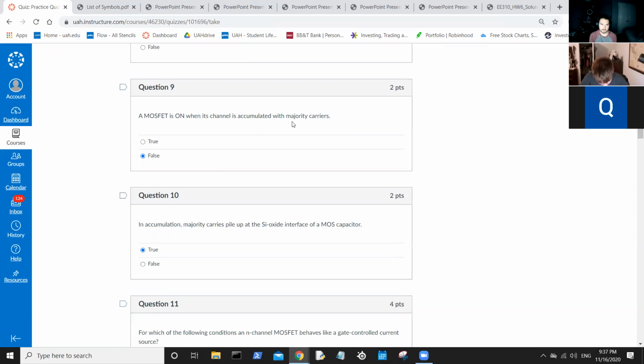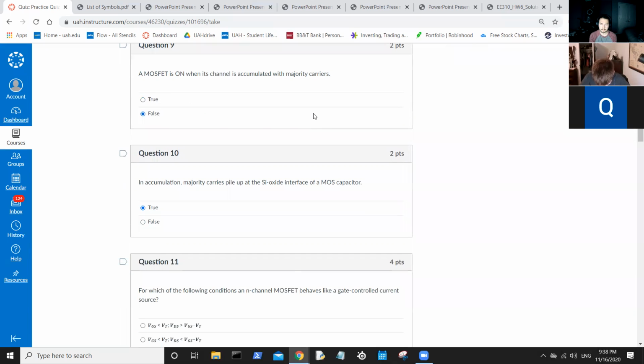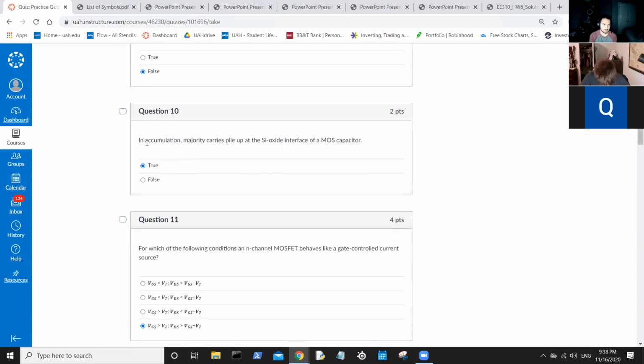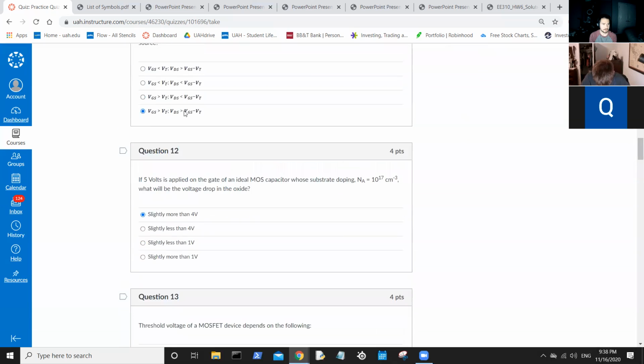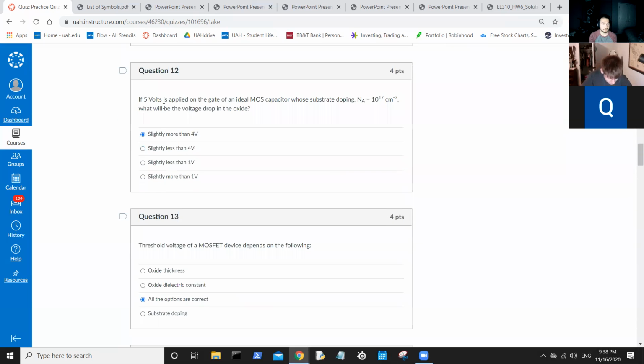So we now say false on this. Initially, we said true. We'll find out if this is correct here, but we're going to stick with false simply because that tracks with one of our answers later on. In accumulation, majority carriers pile up at the silicon oxide interface of a MOS capacitor. This is true. Then we have all these. That's one of those. We'll have to go back and talk more about those.